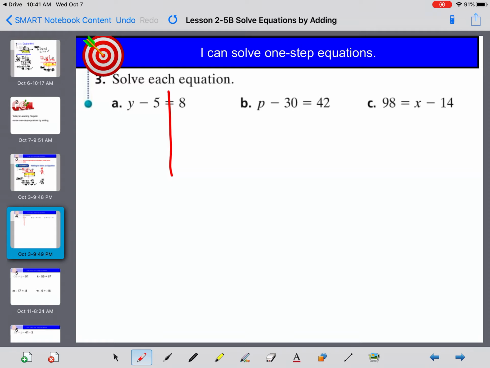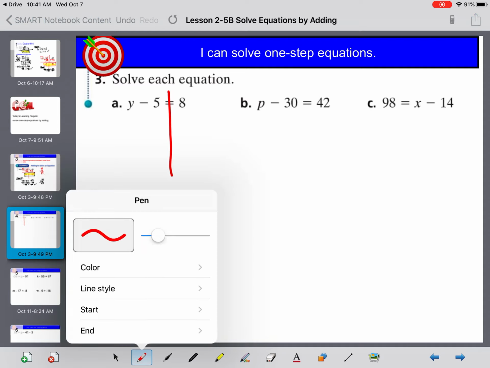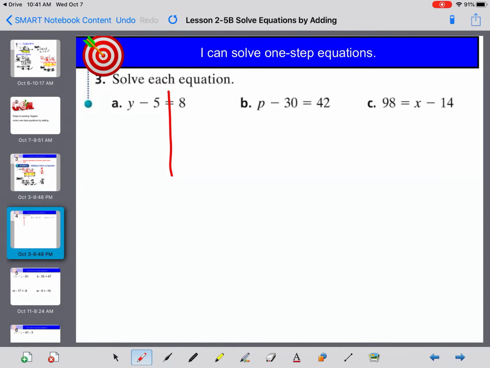All right, hopefully that was enough time for you to do the problem and check your work, because you paused the video. And now we're going to go ahead and work the problem.